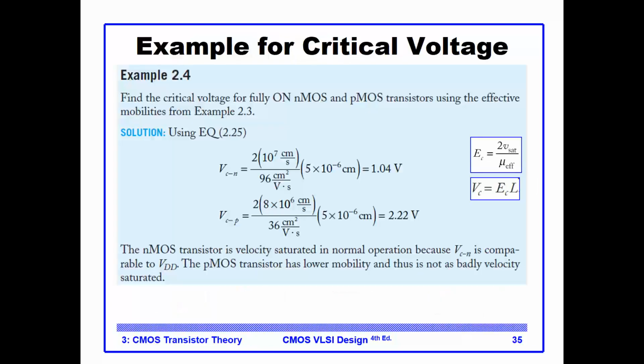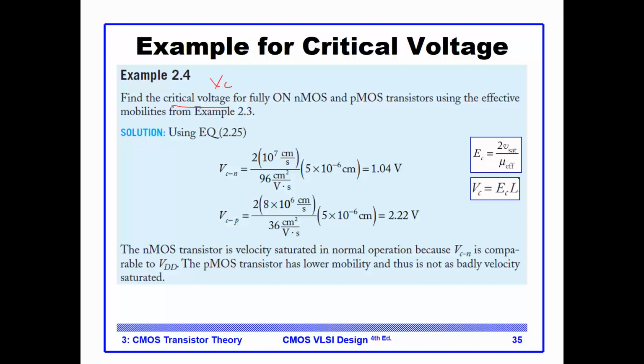Now, here is another example you might see in your assignment or quizzes. For example, we say find the critical voltages VC for fully on nMOS and PMOS transistors using the effective mobilities from the previous example.